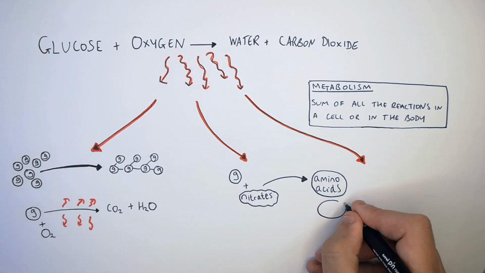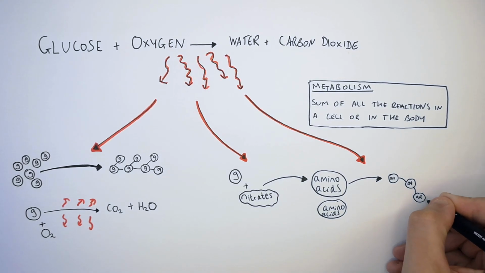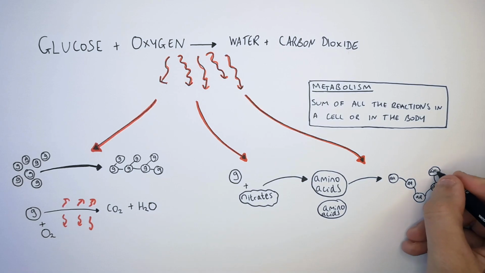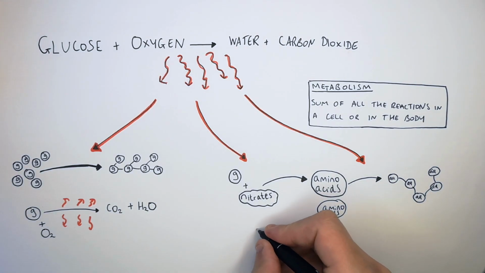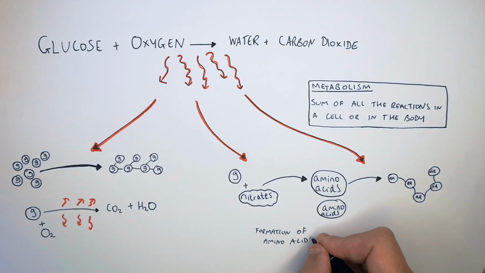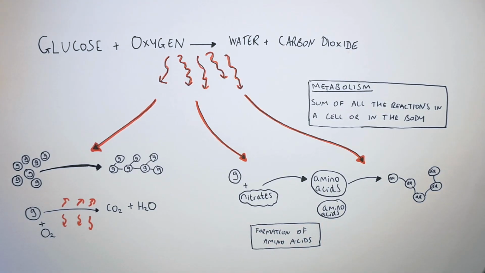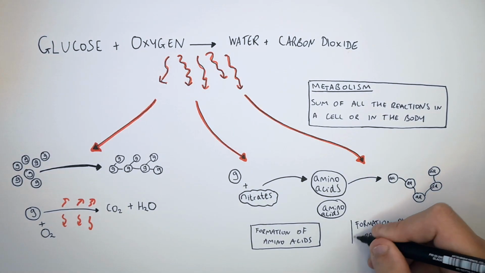The energy released by the mitochondria during respiration is then used for the ribosomes to produce proteins from amino acids. So let's recap. Energy released from mitochondria during respiration is required for the production of amino acids from glucose and nitrates. And that energy released is also required for the formation of proteins from amino acids.